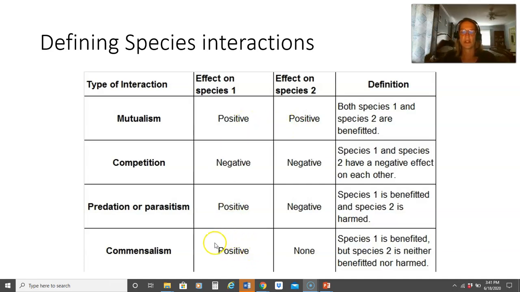Commensalism is when one species is benefited, but the other species is neither benefited nor harmed, so they don't really care that they're having this interaction. One species gets a positive benefit, the other one gets nothing from the interaction. And finally, parasitism is another form of symbiosis, and it's similar to predation or herbivory in that one species is benefited and the other one is negatively affected. So in that case, the parasite would receive the positive benefit and the host would be negatively impacted.